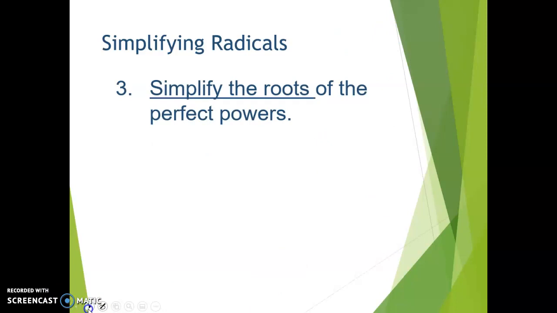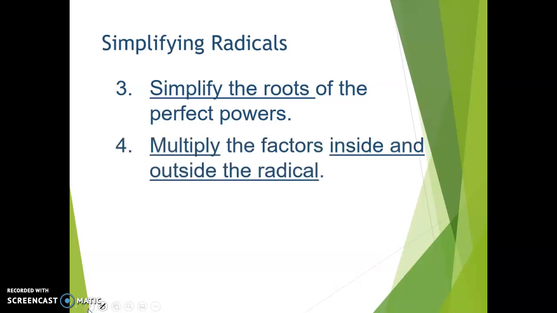Then we'll simplify the roots of the perfect powers. So a square root cancels a squared exponent, a cubed root cancels a cubed exponent, etc. And we'll multiply the factors inside and outside the radical. Let's take a look at this example, the square root of 648.